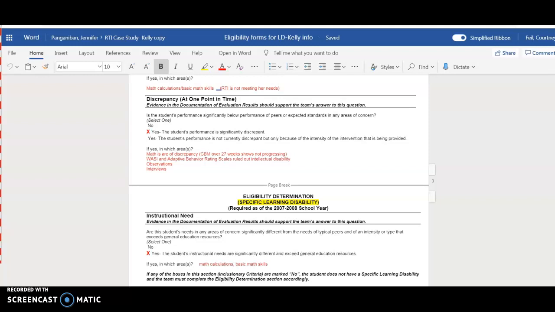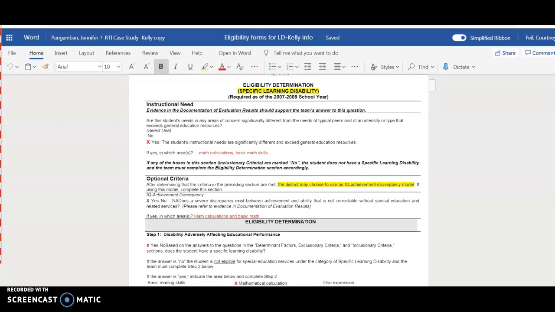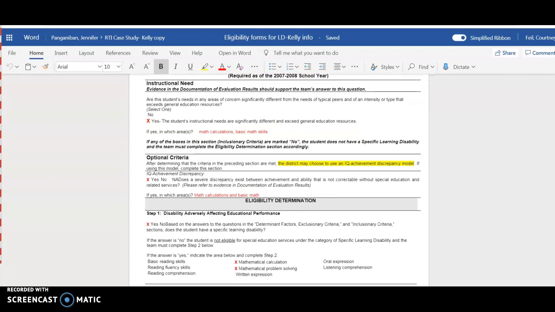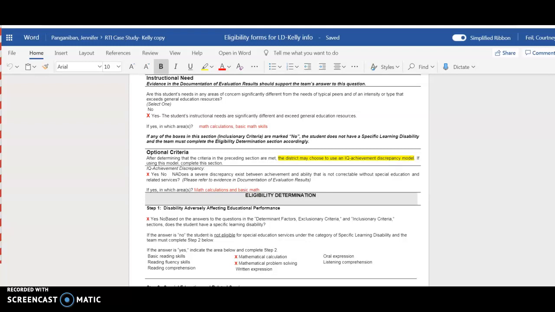Moving on to the third and final page of the eligibility paperwork for specific learning disability. This one is talking about instructional needs. So are the student's needs in any areas of concern significantly different from the needs of typical peers and of an intensity or type that exceeds general education resources? So it's either going to be yes or no.